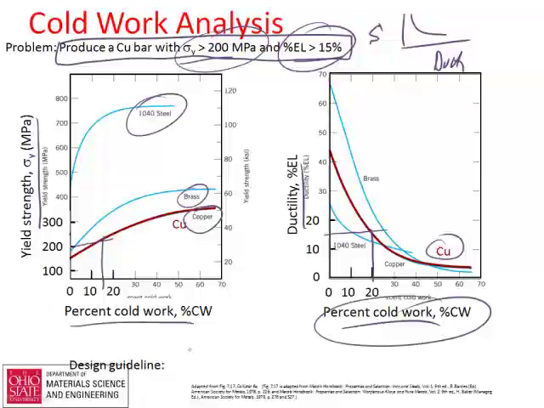So the design guideline to solve this particular problem, you'd say you need 15 to 20% cold work. If you put in too little cold work, strength's too low; put in too much cold work, and the ductility is too low.